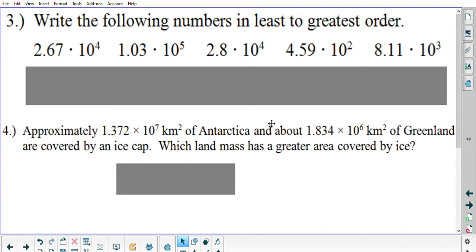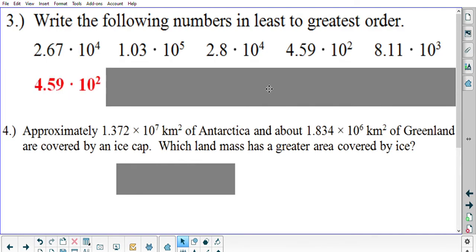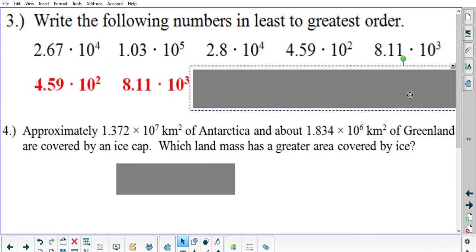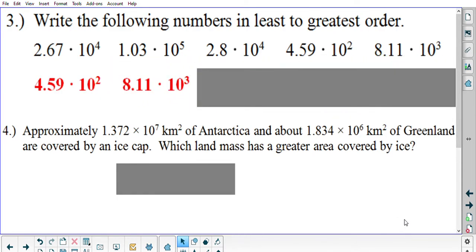Problem number 3, we need to put the following numbers in least to greatest order. The first one is the one that had the smallest exponent on the power of 10, so that's 4.59 times 10 to the second. Next, we are going to go with the next smallest power of 10, which was 10 to the third, so it's 8.11 times 10 to the third. Two of these numbers were times 10 to the fourth. Which one has the smaller factor?